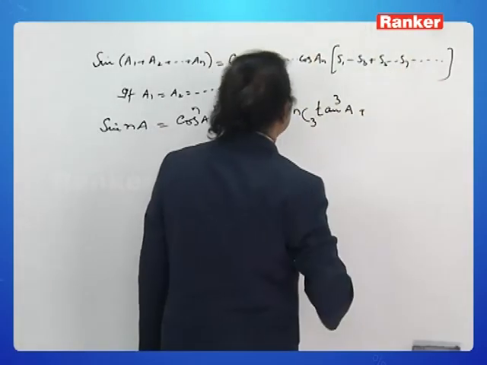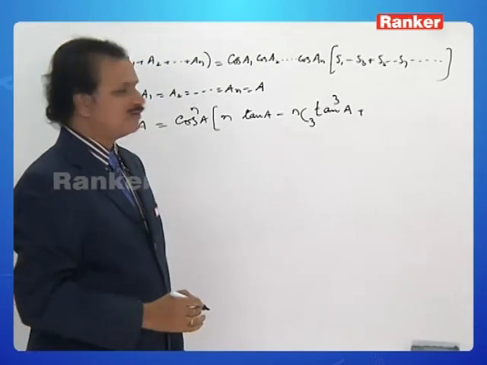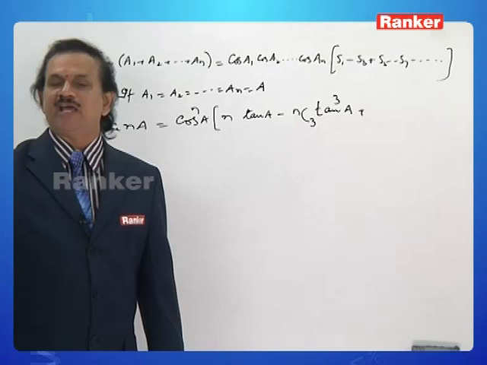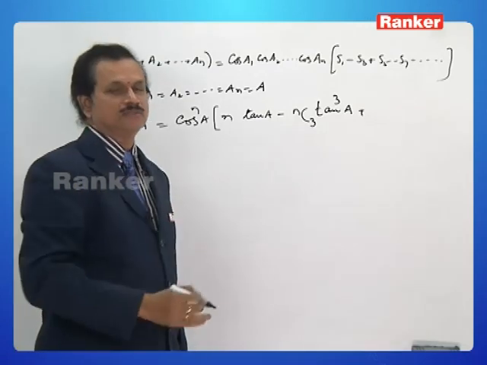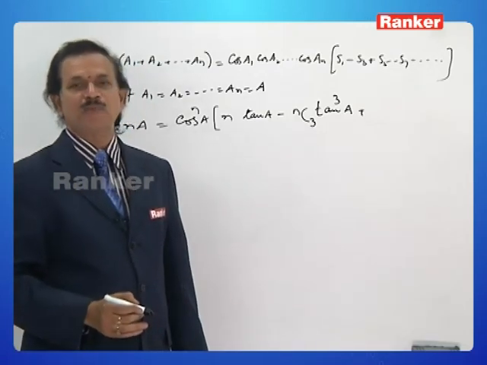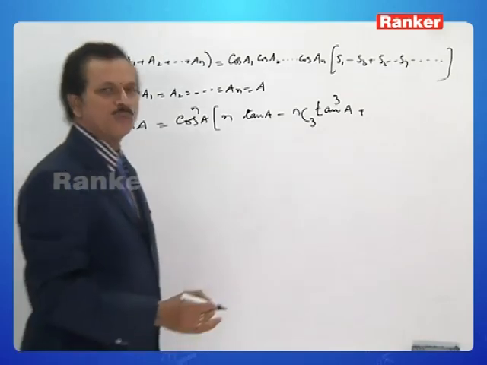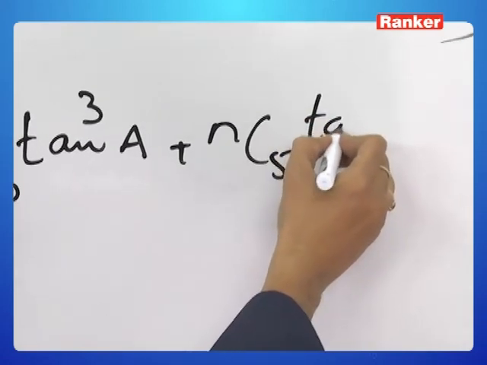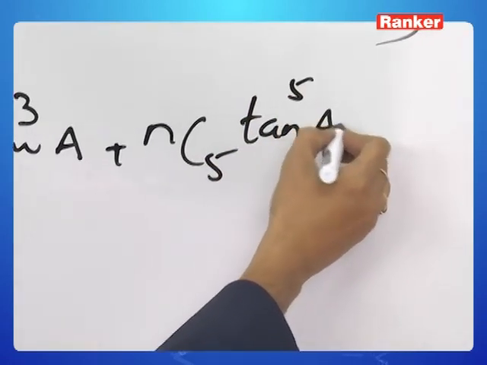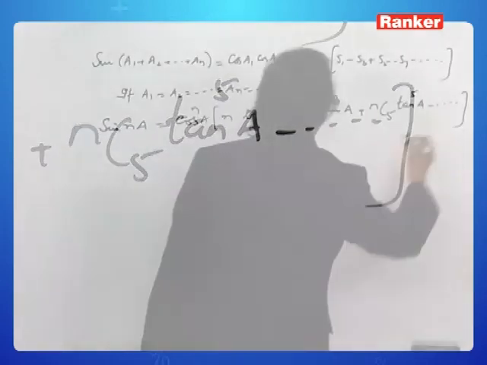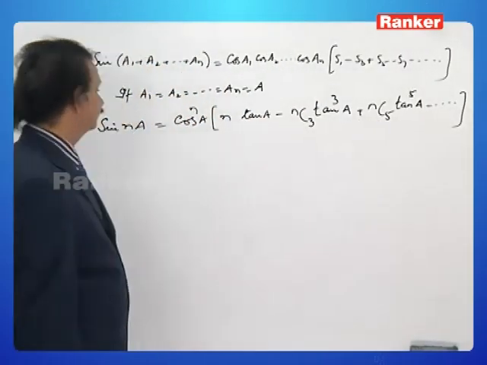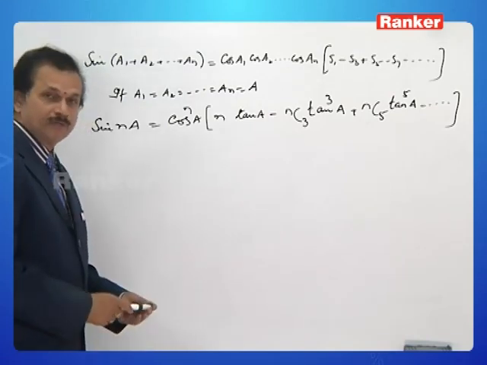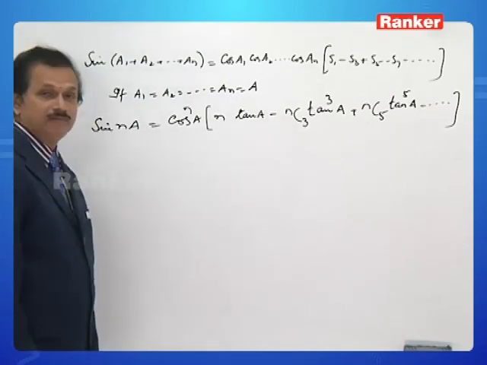Plus S5. Absolutely with the similar argument, tan A1, tan A2, etc. tan AN. There are n items. Out of those n, you can pick out 5 in NC5 ways. So plus NC5 products will be there. All those products are like this, etc. This is the formula for sin NA. You can take n is equal to 2 and verify.